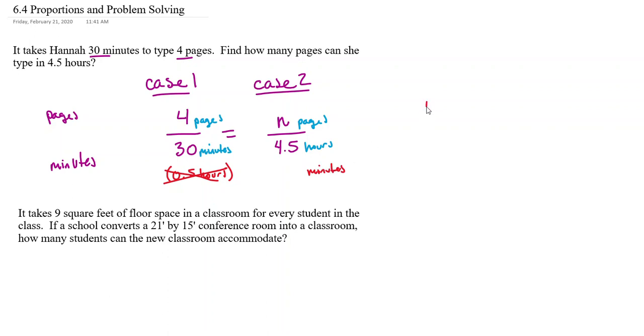So let's think about that. 4.5 hours is how many minutes? Well, 60 minutes per hour. So I multiply 60 times 4.5.